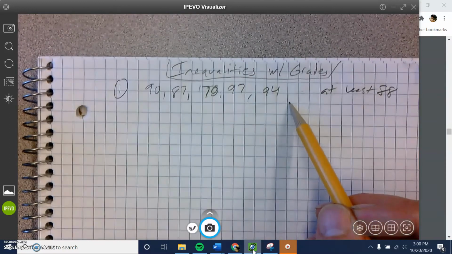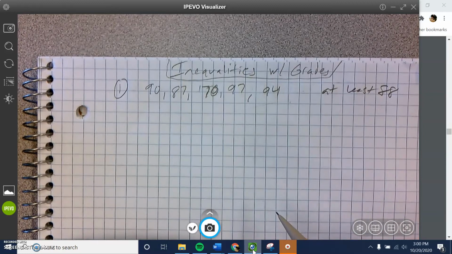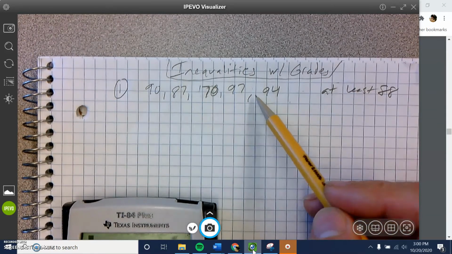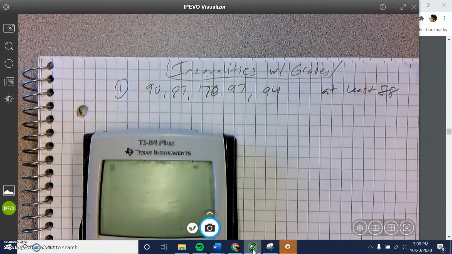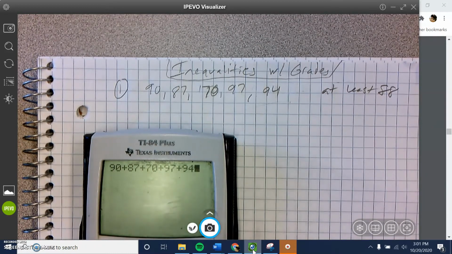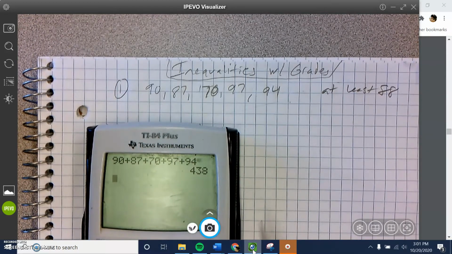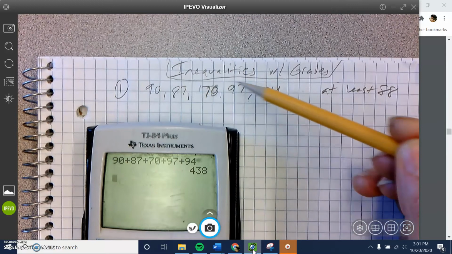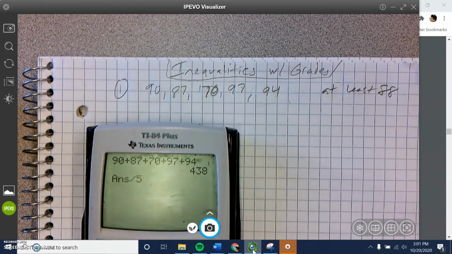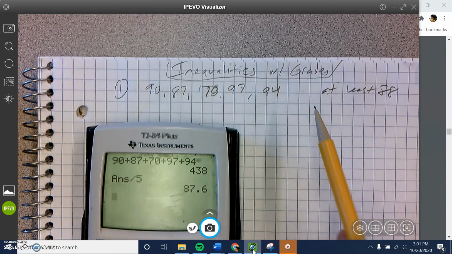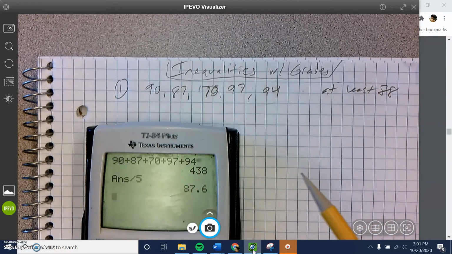So here's the grade so far of Lewis. How do we find the average? What's his average right now? You have 90 plus 87 plus 70 plus 97 plus 94. You add up all the numbers, and then you divide by 5. So right now, Lewis is looking at an 87.6. He wants at least an 88. What score does he need? Does he need 100? Does he need a 95? Does he need 92? I don't know. You can guess and check if you want, but mathematically, it's easier to do.